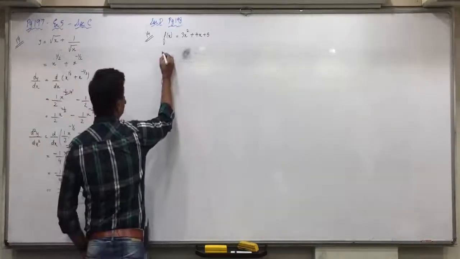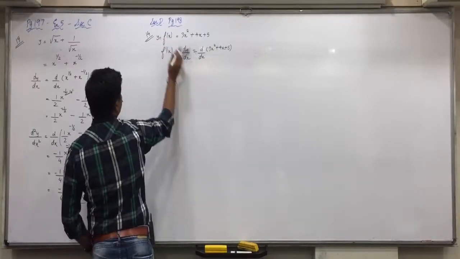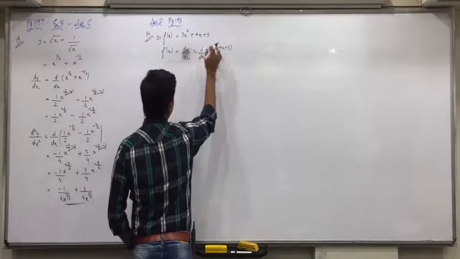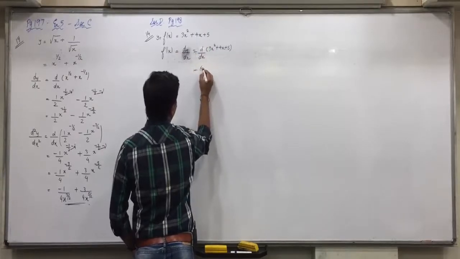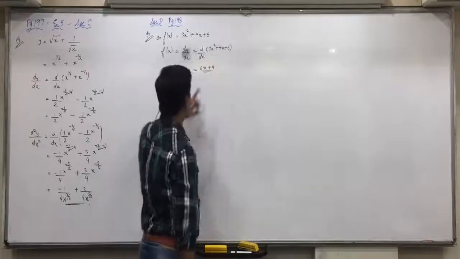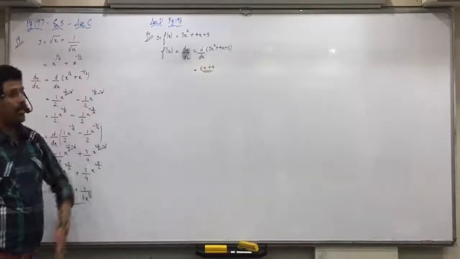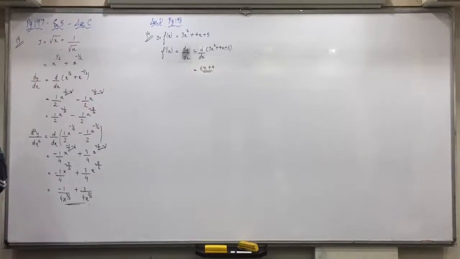So first of all f dash x. f(x) is also y. So d upon dx of 3x square plus 4x plus 5. 6x plus 4. So 3 into 2 is 6x, plus 4x becomes 4, and 5 becomes 0. Did everyone understand this?